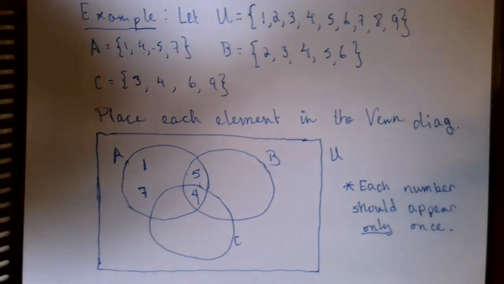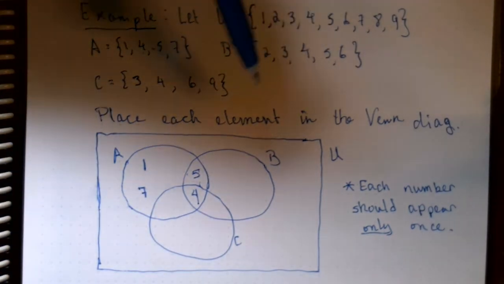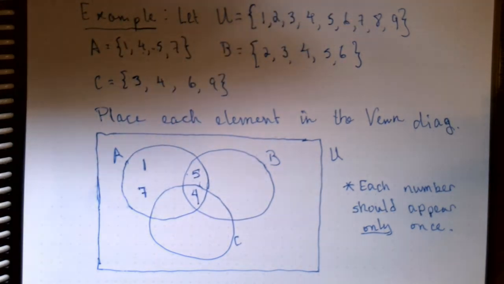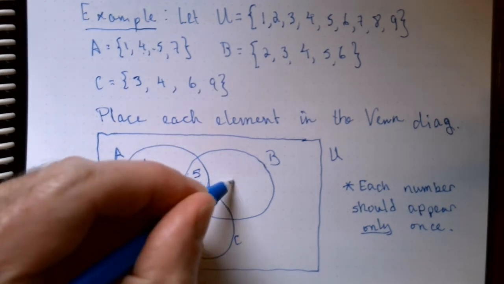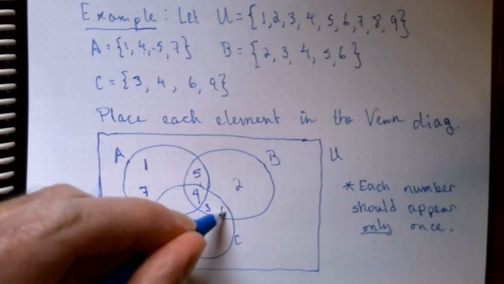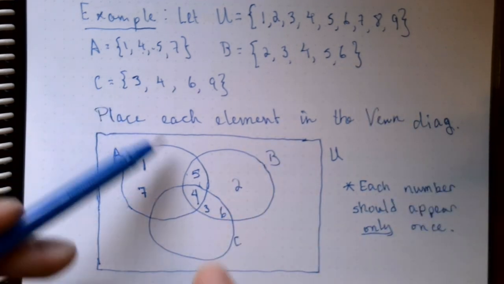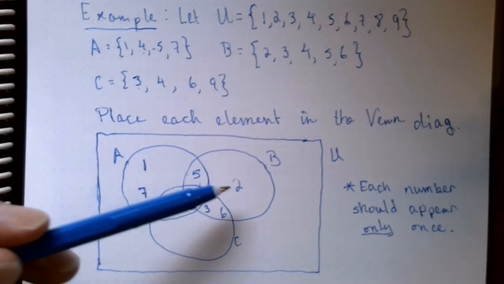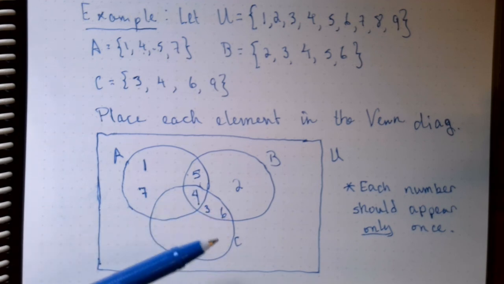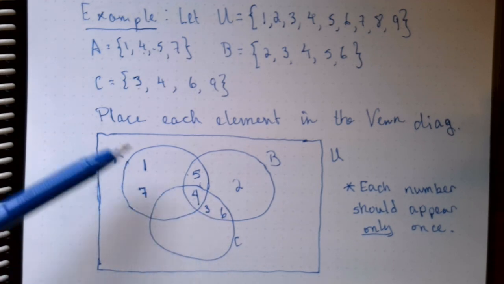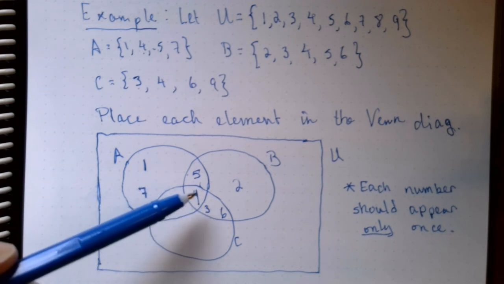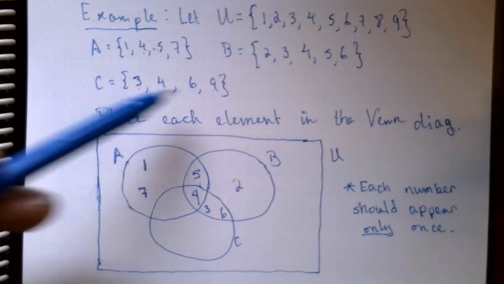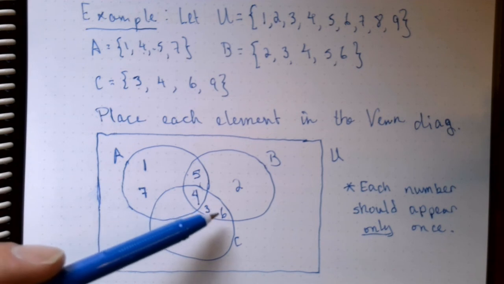All right, now let's look at the circle for B. We got to have 2, 3, 4, 5, and 6. We already have 4 and 5 in the circle, so we need to put 2, 3, and 6 in here. Okay, now the 2 should go here, but the 3 and the 6 need to go in here, because notice 3 and 6 also belong to C. So my circle for B has 2, 3, 4, 5, and 6. The 4 belongs to A, B, and C. That's why it's in that overlap of all three. The 5 belongs to A and B. That's why it's here. 3 and 6 belong to B and C. So that's why those two are in that section.